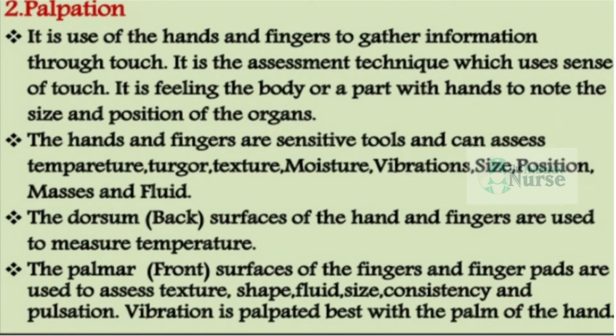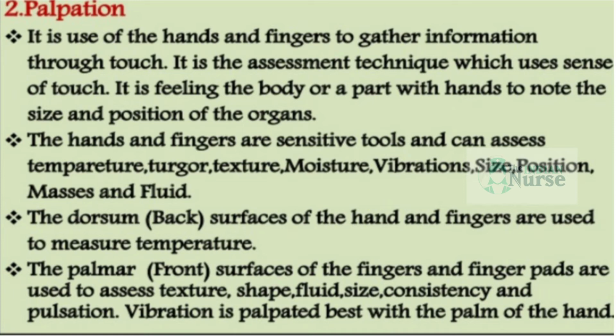Second one is the second technique or second method, that is palpation. It uses the hands and fingers to gather information through touch. It is the assessment technique which uses the sense of touch. It is feeling the body or a part with hands to note the size and position of the organs. The hands and fingers are sensitive tools and can assess temperature, turgor, texture, moisture, vibrations, size, position, masses and fluid.